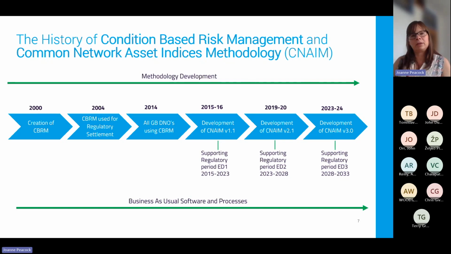We're currently working with the GB DNOs on CNAIM version 3. So we're starting to understand what that will look like, and that will involve more asset classes and potentially slightly different structured asset classes to what we currently have.